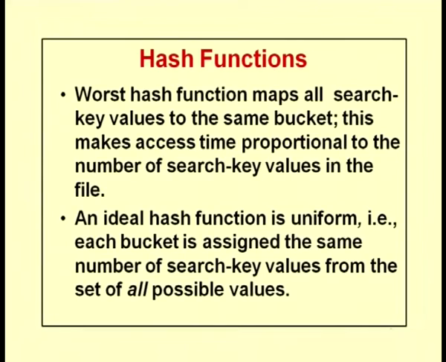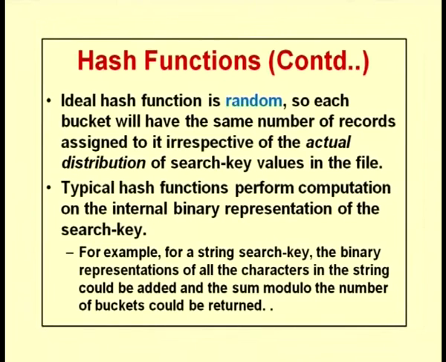An ideal hash function is uniform, that is, each bucket is assigned the same number of search key values from the set of all possible values. This is what I was trying to tell you. An ideal hash function is also random, so that each bucket will have the same number of records assigned to it irrespective of the actual distribution of search key values in the file. So, whatever the search key values in the file, without looking at that, it should distribute them uniformly. So, it is a random hash function; you are not taking actual values and trying to find a hash function.